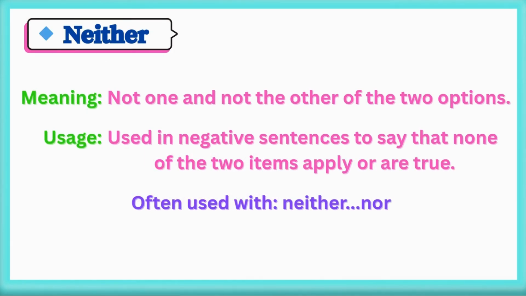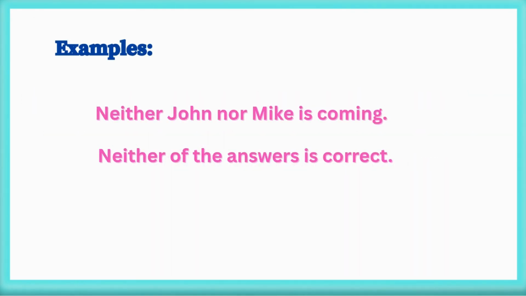Neither. Meaning, not one and not the other of the two options. Usage: used in negative sentences to say that none of the two items apply or are true. Often used with neither nor. Examples: Neither John nor Mike is coming. Neither of the answers is correct.